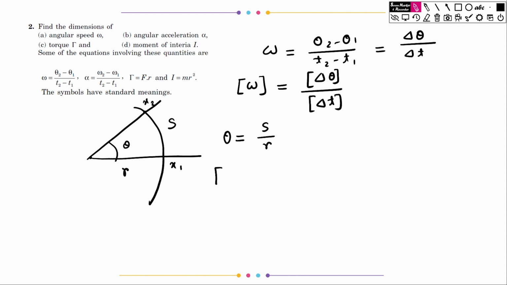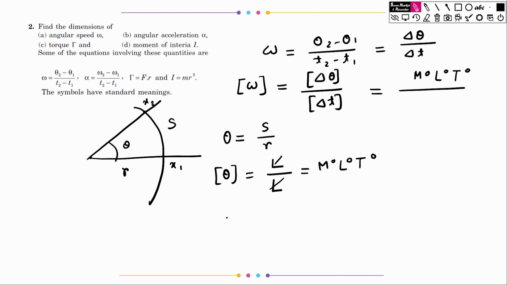Now, if we take the dimension of delta theta, s is a length, therefore it will be L, and r is also length, therefore divided by L. So this cancels out, and what remains is m to the power 0, L to the power 0, t to the power 0. Therefore, we'll write delta theta is equal to m to the power 0, L to the power 0, t to the power 0.